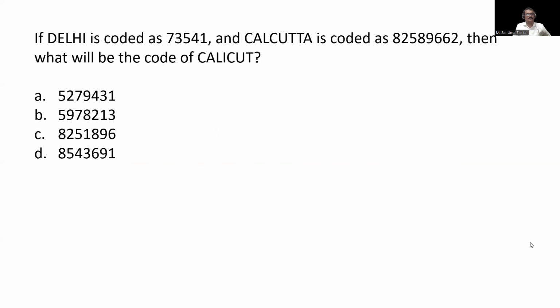What is the first question? If Delhi is coded as 73541, Kolkata is coded as 825896662, then what will be the code for Calcutta?